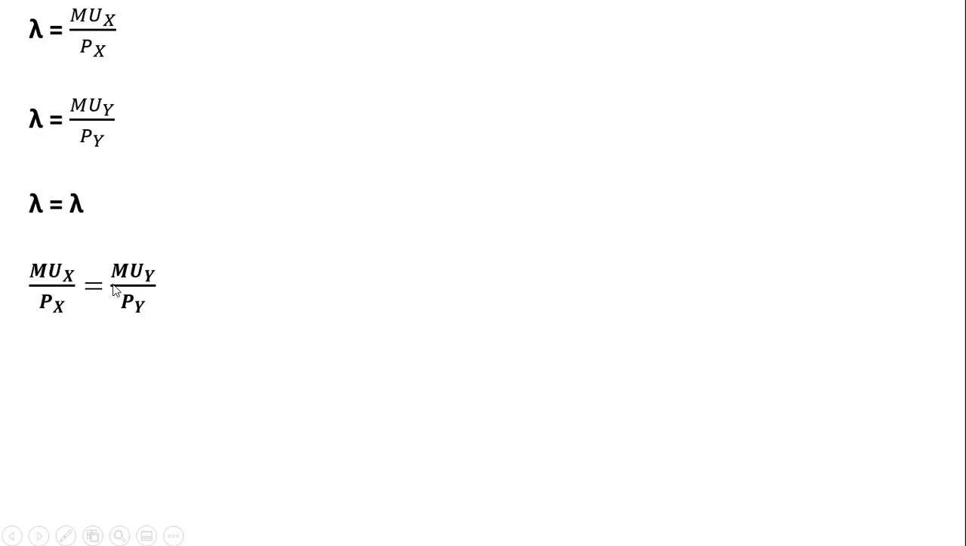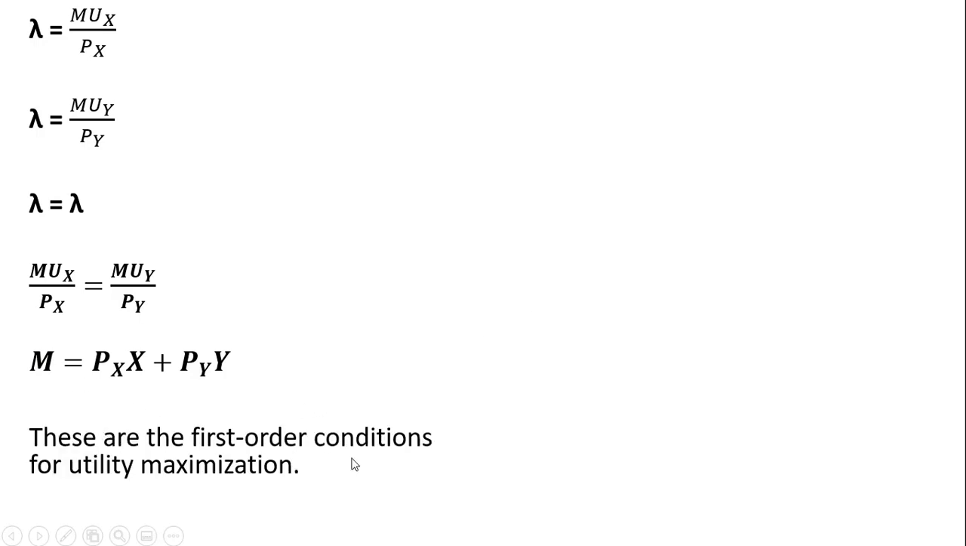Setting lambda equal to lambda, we have the marginal utility of good X divided by the price of good X must equal the marginal utility of good Y divided by the price of good Y if we're going to maximize utility. And then finally, from the third partial derivative, the partial derivative of the Lagrangian with respect to lambda, we get this result just solving it for income. These are the first order conditions for utility maximization.